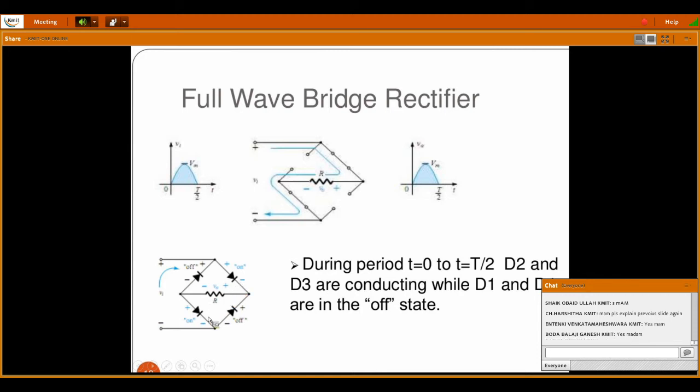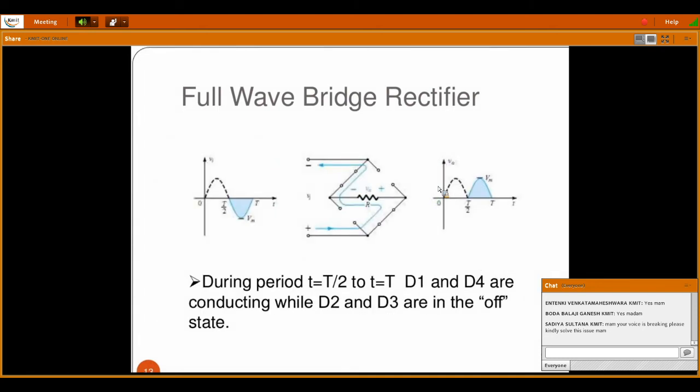So these two cross diodes are on, so they both are conducting during the cycle 0 to T by 2, that is half cycle, and diodes D1 and D4, the opposite diodes, are in the off state. Since these two diodes D2 and D3 are conducting, you are getting the output positive peak as it is. Instead of using center tapped, we are using an extra 2 diodes, but we are getting the same output.